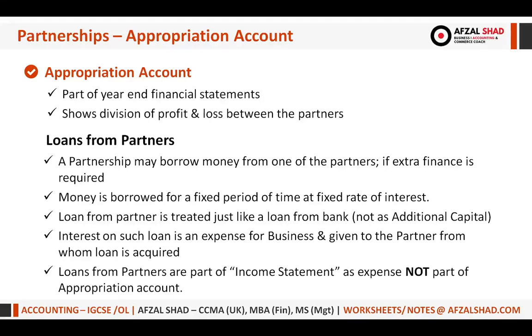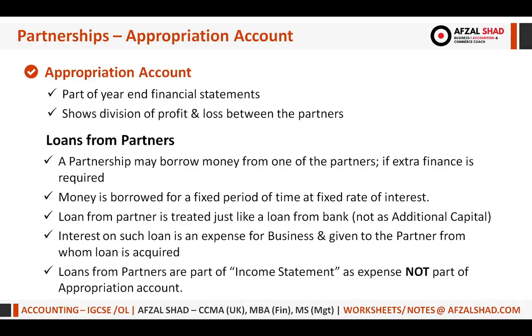Then interest on loans from the partners is part of the income statement as an expense, not part of the appropriation account. As we have discussed, the partnership appropriation account consists of all of the entries that are related to the partners. But this is the only entry, the loan from the partners, which is being treated like a loan taken from the bank.